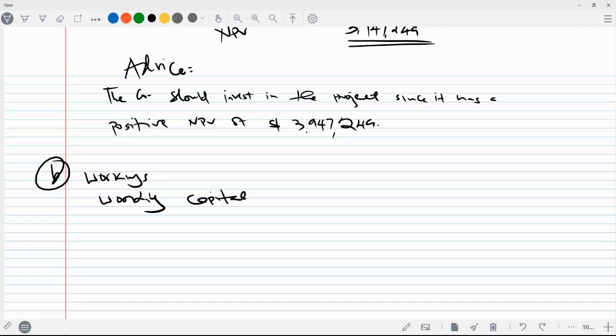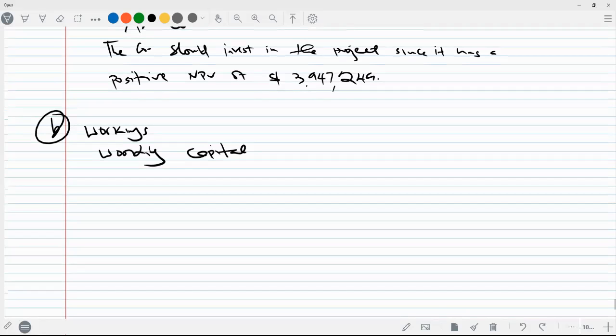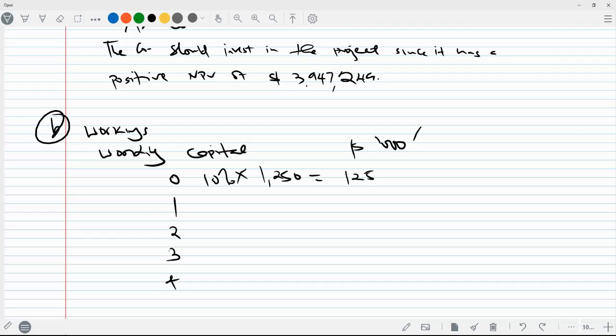Okay, so working capital, we begin with year 0, year 1, year 2, year 3, year 4. For the beginning of year 1, which is year 0, we need to invest 10% of the revenue. 10% of the revenue for that year, which is 1250, gives us 125, in thousands.